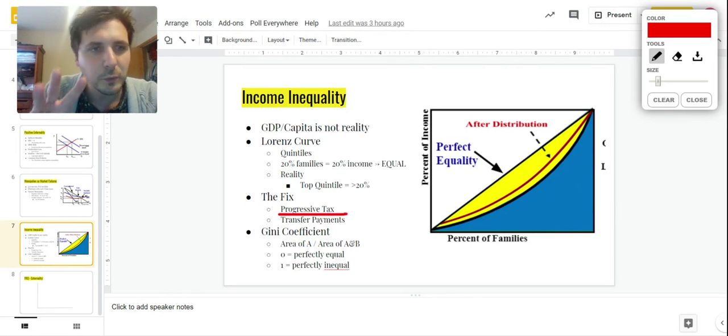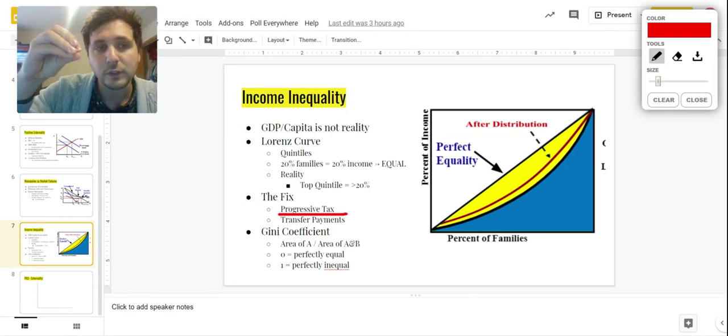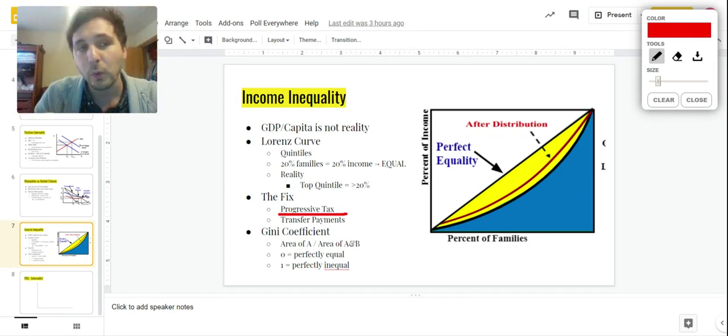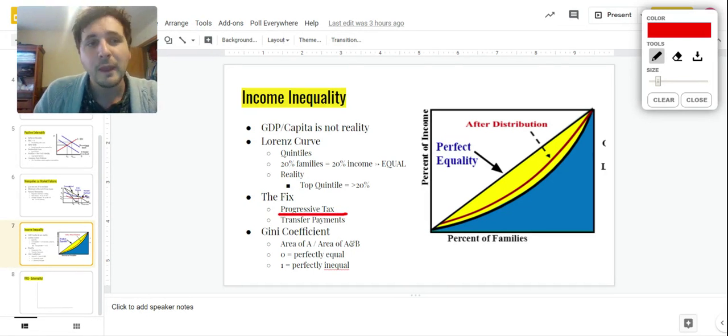The fix is a progressive tax. We have 3 types of tax. Progressive tax is where we charge the wealthiest a higher percentage of tax, and the poorest the lowest percentage of tax. So the very wealthy might pay 40% tax, and the very poor will pay 2% tax, for example. So basically, it's like Robin Hood. It takes from the rich in order to provide provisions to give to the poor.